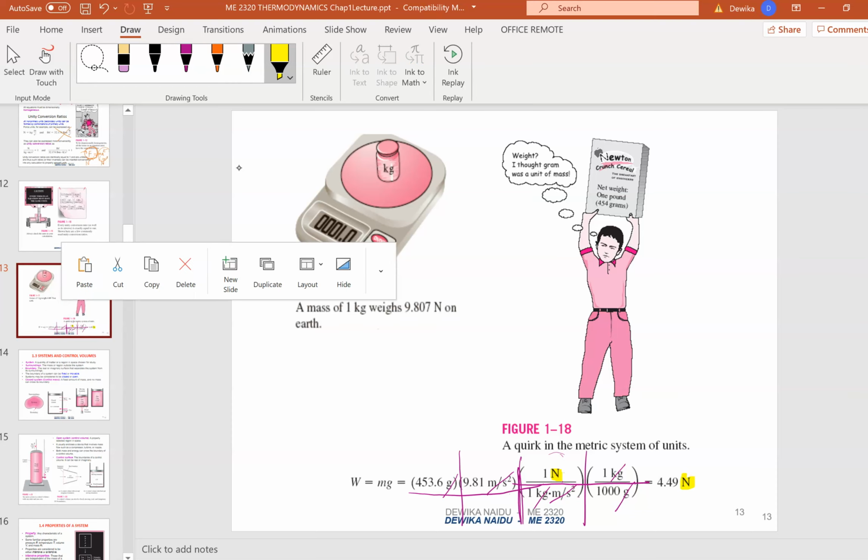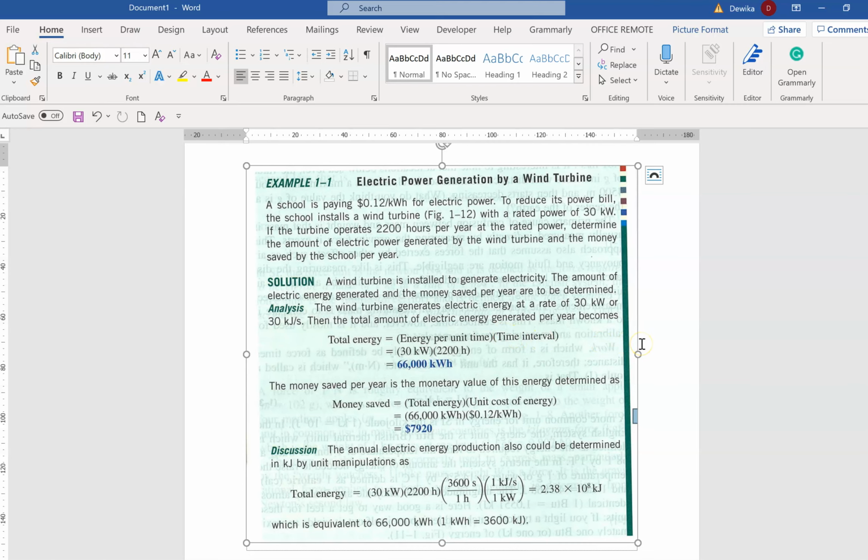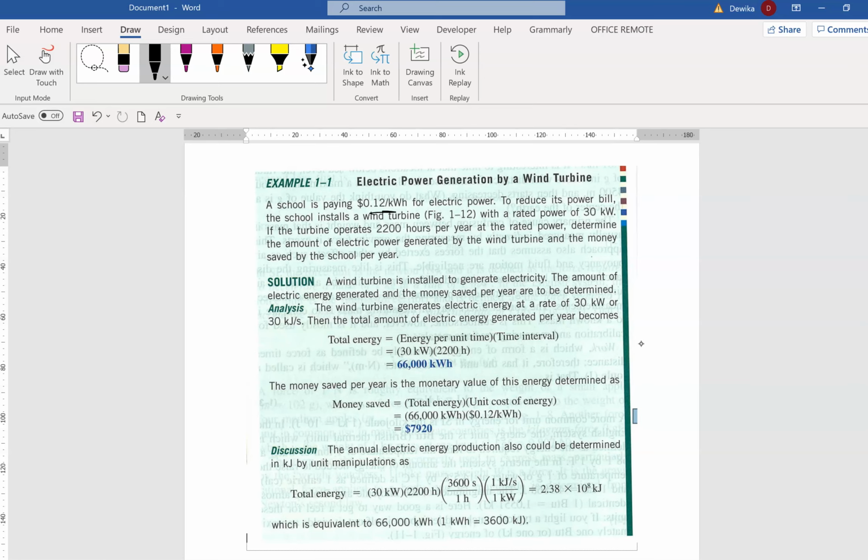So we have come to the end of subchapter 1.2. I'm just going to discuss an example before I wind up this video. This example is from your textbook. Let's look at example 1.1. A school is paying about 0.12 dollars per kilowatt hour for electric power. To reduce its bill, the school installed a wind turbine with a rated power of 30 kilowatt. If the turbine operates 2,200 hours per year at the rated power, determine the amount of electric power generated by the wind turbine and the money saved by the school. We are going to see how much they have reduced.